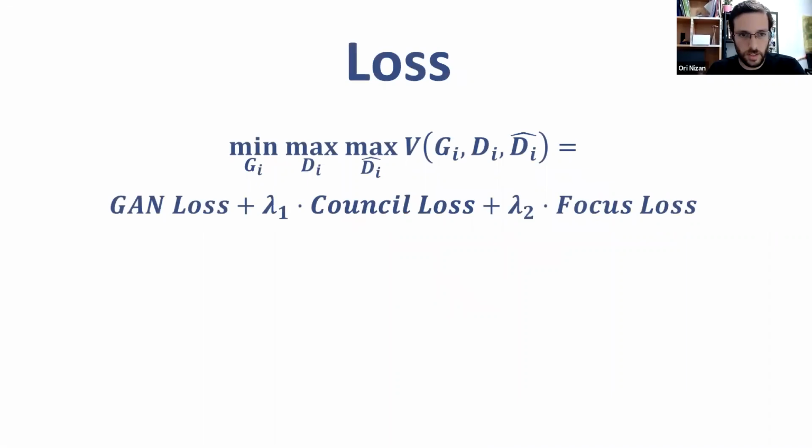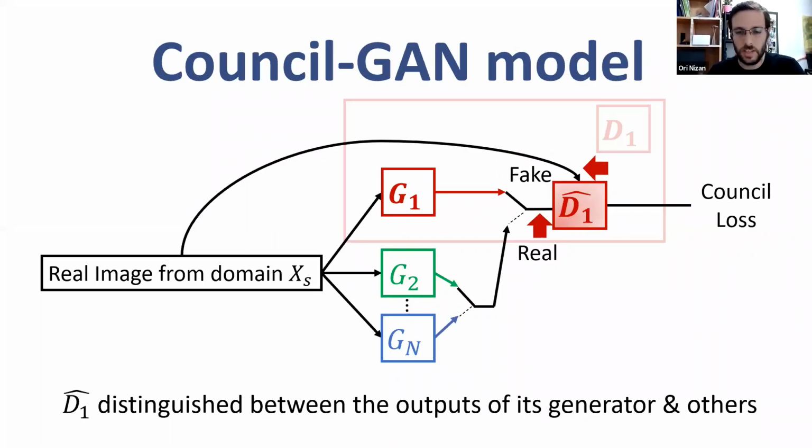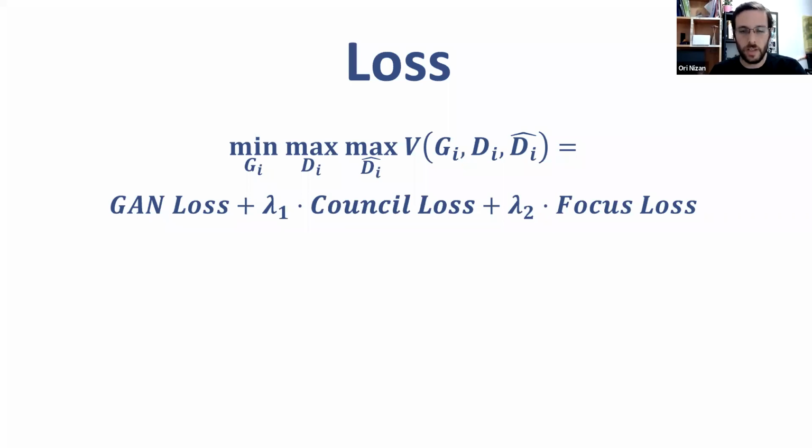One more thing to notice is that the discriminator doesn't only get the generator output, but also its input. This is done in a similar way to the conditional GAN we saw earlier. We do this because we don't want the generators to produce similar output in general, but similar output for similar input. To implement our model, we define a loss that has three parts. GAN loss, which makes the generator's output belong to the output domain. Council loss, which makes the generators reach an agreement. And we added the focus loss. This loss helps the generator to change just a small part of the image.